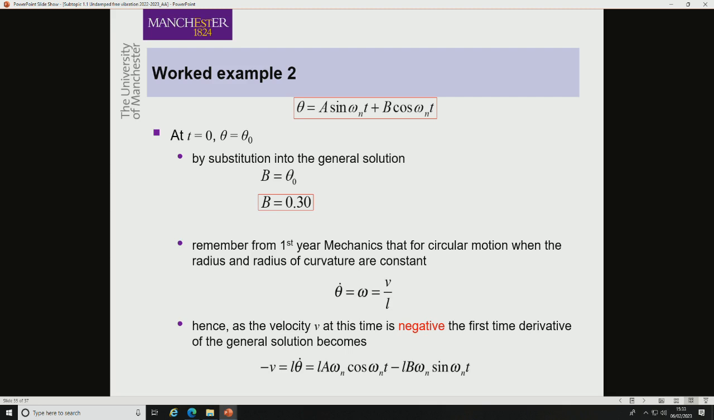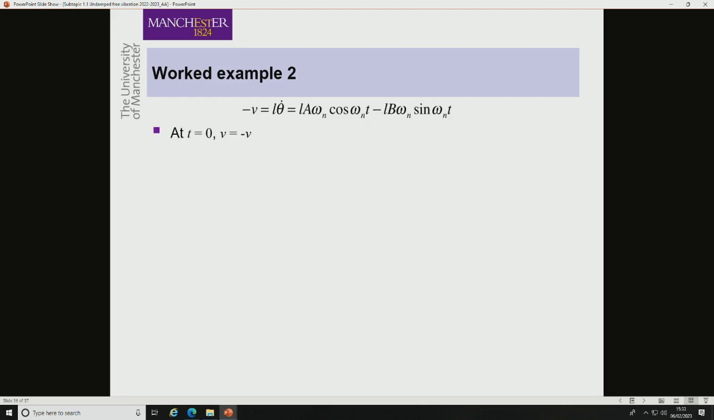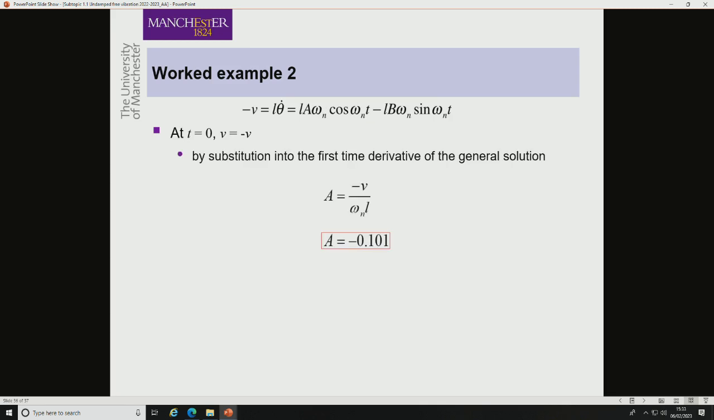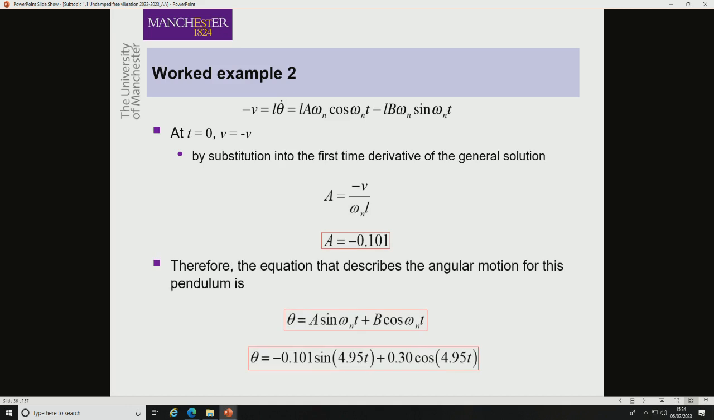Then V is obviously equal to L times our angular velocity. We get our second equation, where we can use the second initial boundary condition, because the V is given to us, right? What was it, 0.2 something? So we can just substitute that. At time 0, we know that velocity is equal to minus V. By substituting, we get the second constant. It means that we have defined our equation completely. Just putting A and B in the equation, you get our quite beautiful equation.